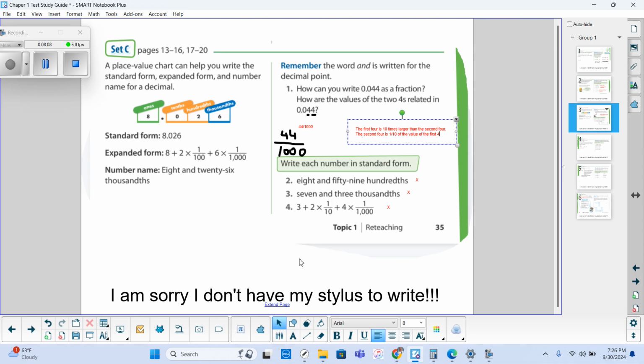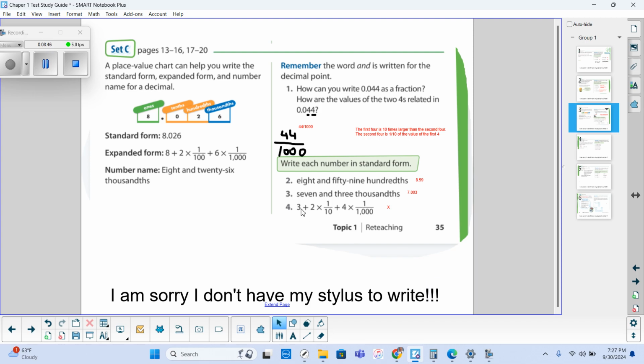Okay. Write each number in standard form. So 8 and 59 hundredths. So 8 would go before the decimal place, so 8 ones, and 59 hundredths, well, 2 decimal places is the hundredths, so 8 and 59 hundredths is also known as 8.59. 7 and 3 thousandths would be 7, and as our decimal point, 3 thousandths would be 003 with 3 in the thousandths place.